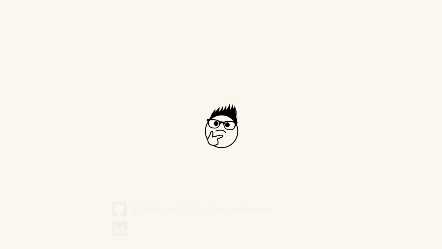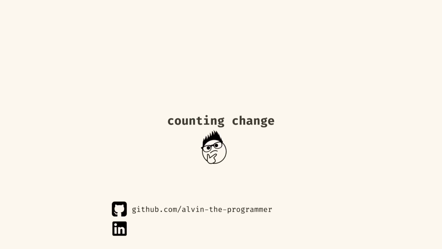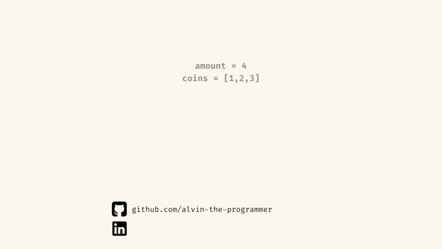Hey programmers, Alvin here. Right now let's go over the approach for this counting change problem. So in this problem we're going to be given 2 arguments. We're going to be given a target amount as well as an array filled with some coin values. And what we want to do in this problem is return the number of ways that it's possible to make the amount given the coins in the array. And we can reuse a coin value as many times as we want.